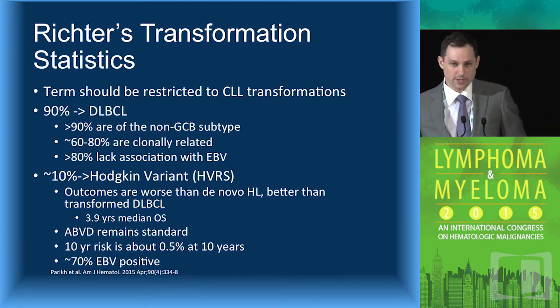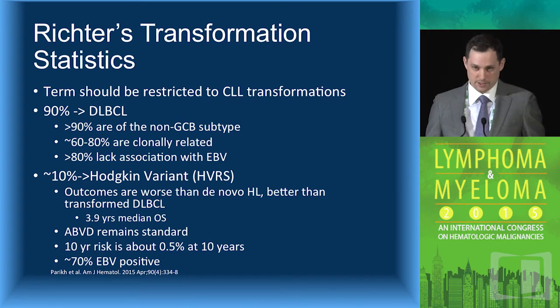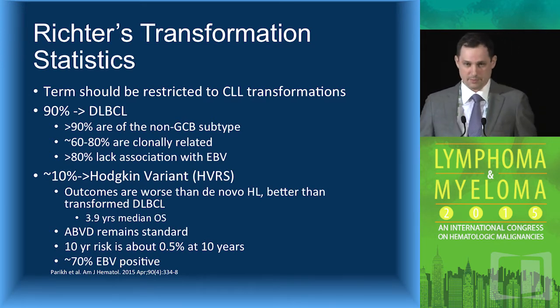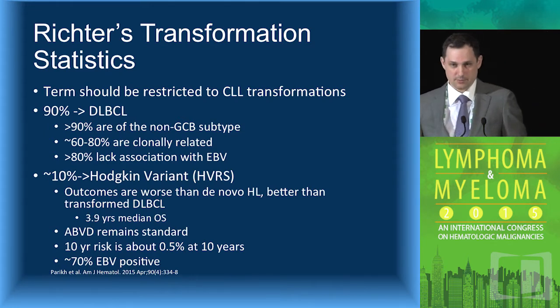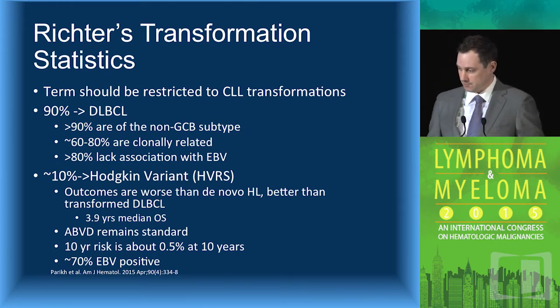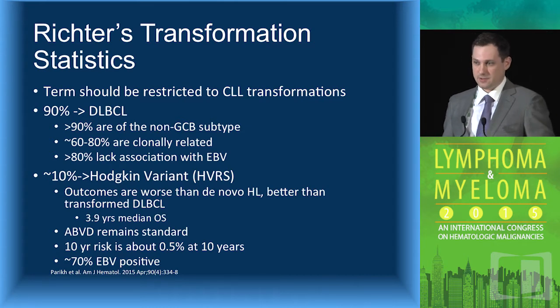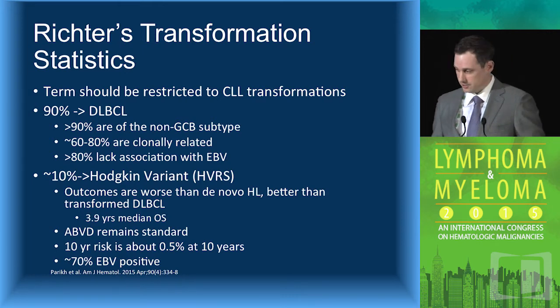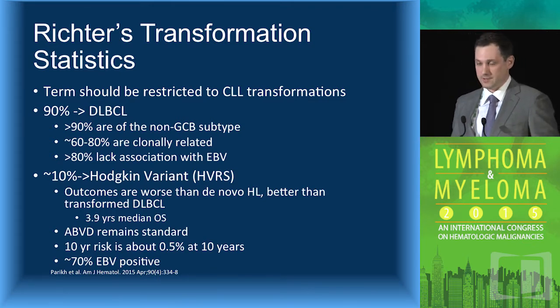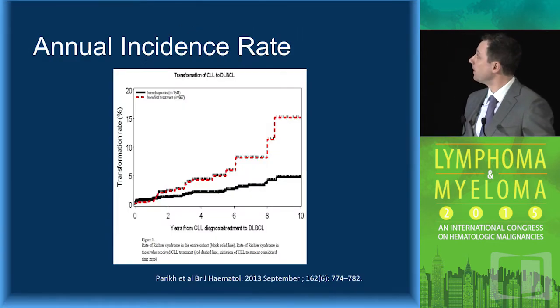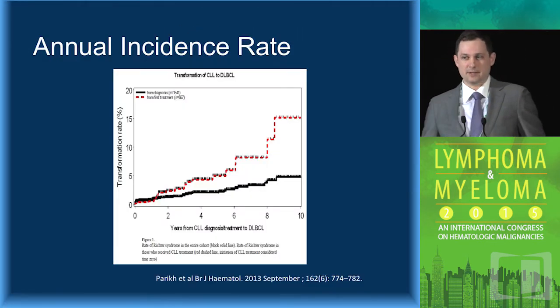The 10-year risk of a Hodgkin variant Richter syndrome in patients with CLL approaches about 0.5 to 1% of all patients, whereas in the DLBCL subtypes, as we'll see on the next slide, it is much higher. With the Hodgkin variants, there's a frequent association with EBV positivity, much like de novo Hodgkin's. And then there are even rarer subtypes, but going forward I'm going to be specifically focusing on DLBCL Richter's transformation.